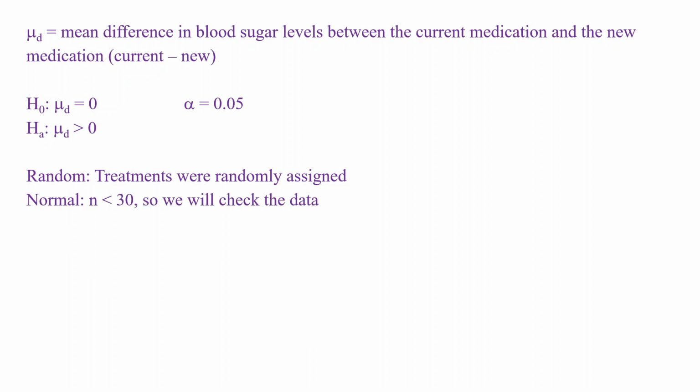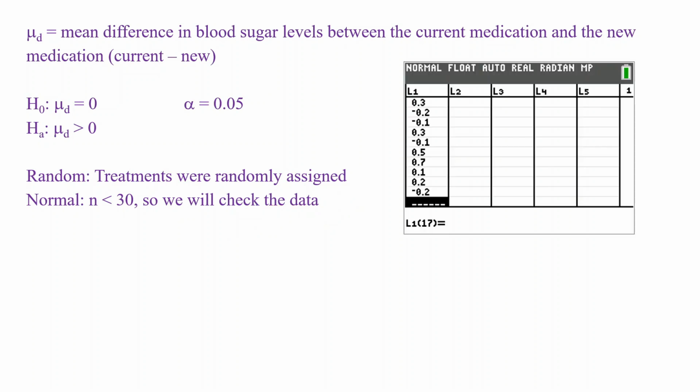Our sample size is less than 30, so we will check the data. Now, very important here, we're going to check the data on the differences. I say mean difference, but we're going to check the data on the differences. We do not care about the current medicine or the new medicine data. We don't care about the distribution of either of those because we are looking at the differences and the mean difference. That's what we are going to graph.